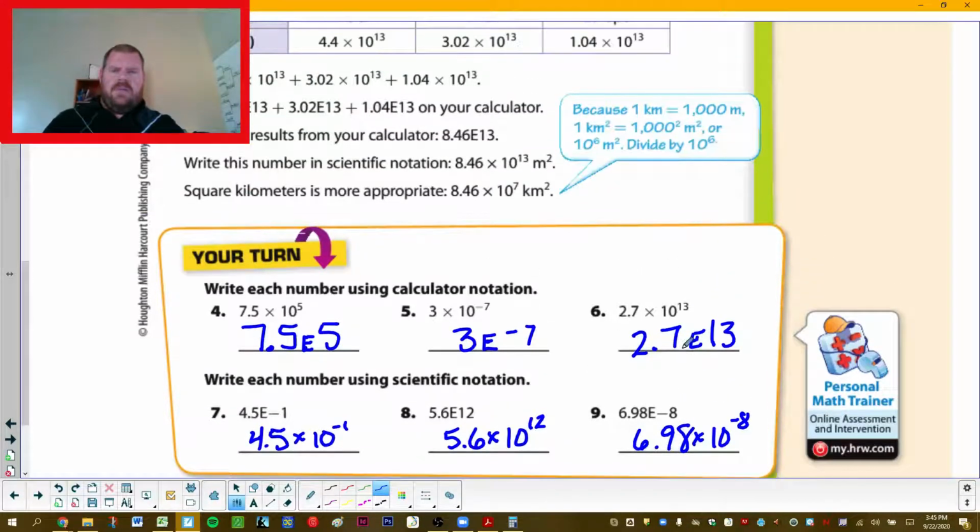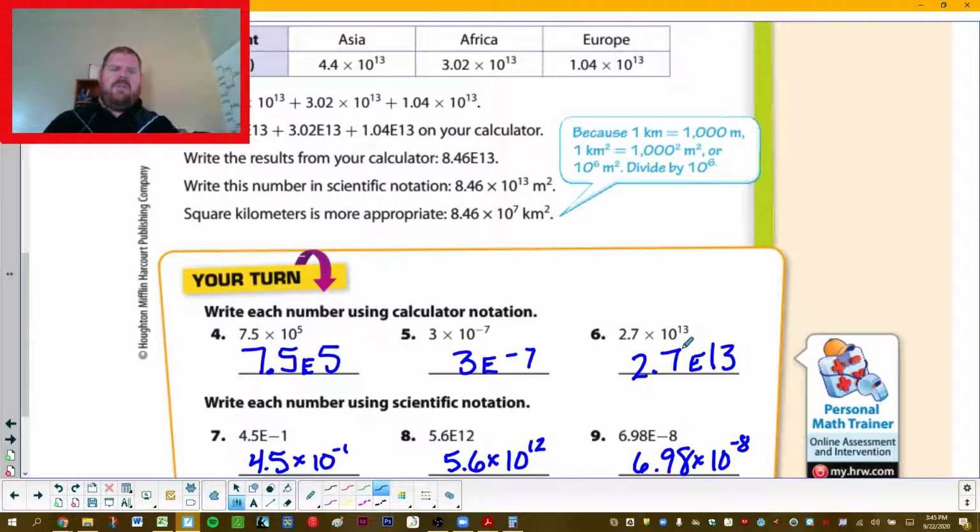Today was just a day to sort of incorporate everything that we've learned as far as scientific notation goes, as well as some operations that we can do with them, and a little bit of calculator work.